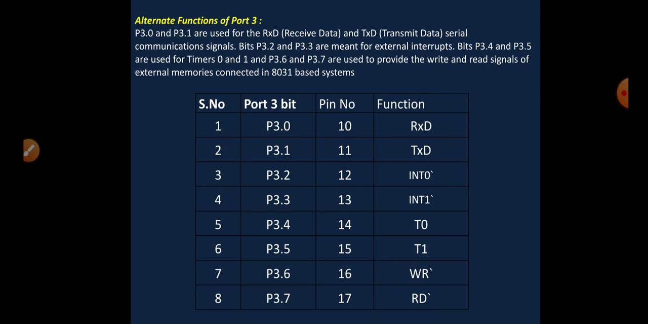P3.4 and P3.5 are used for timer 0 and timer 1, and P3.6 and P3.7 are used to provide the read and write signals for external memories which are connected in 8051 systems.